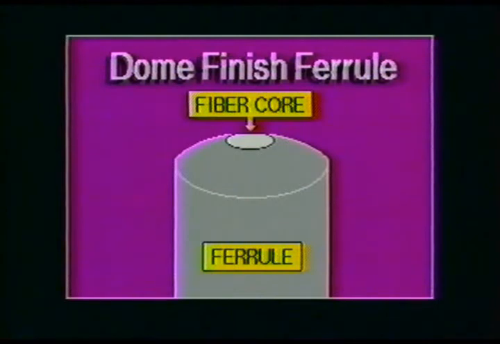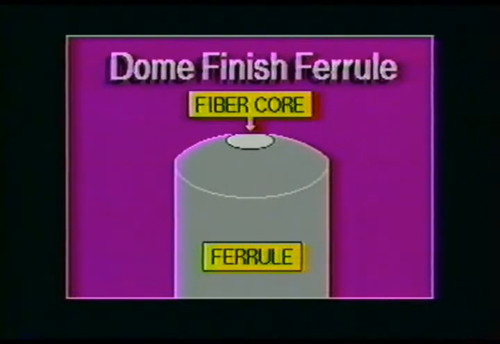Here you see a close-up of the dome finish ferrule. The dome finish ferrule overcomes the disadvantages of the flat finish ferrule by reducing the contact area of the face of the ferrule to the area which immediately surrounds the fiber core. When contact occurs, only the crown of the dome mates to the receiving connector.